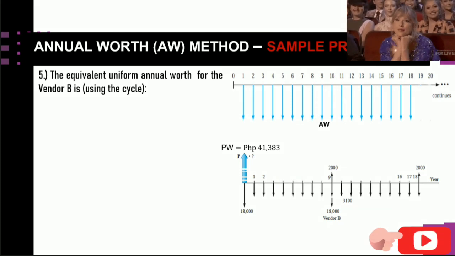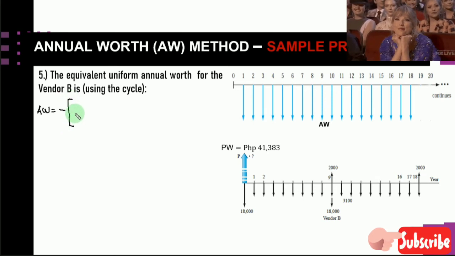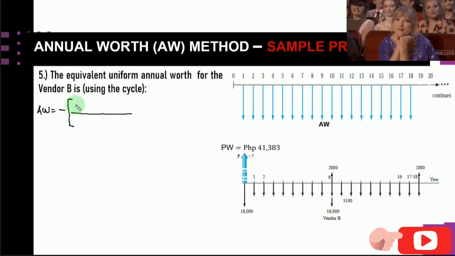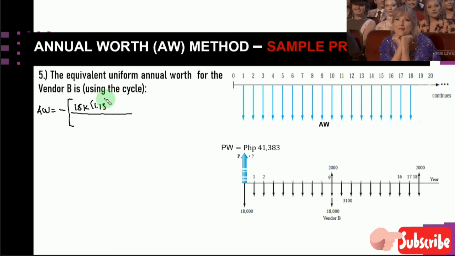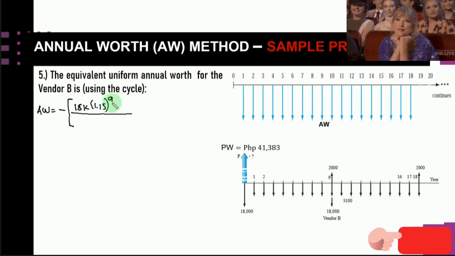So we are going to calculate the annual worth value, which is equal now to, for this life cycle we only need to consider one. So this is negative 18, so this is minus. The same formula we use in vendor A, so we go directly now to the substitution. So this is now equal to 18,000, which we will denote as K, times 1.15 raised to the n, where n is 9 because we are only considering these 9 years.